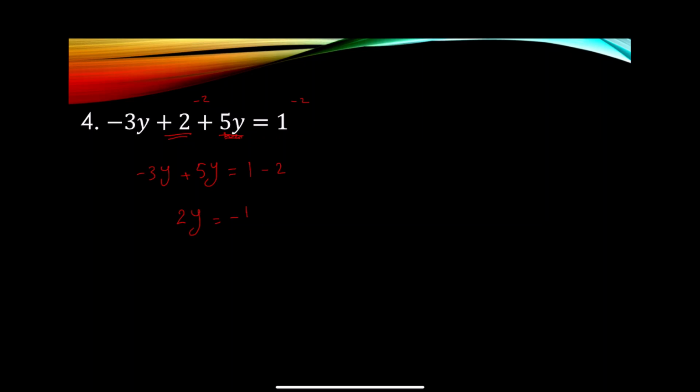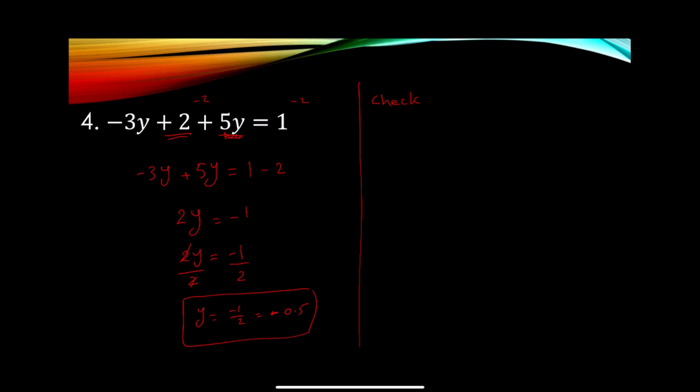Again, we need to divide both sides by 2. So it's 2y equal negative 1, divide by 2 here, and divide by 2 here. Cancel this with this, so y is equal negative 1 over 2, or negative 0.5. Let's check our solution. Negative 3 times bracket plus 2 plus 5 times a bracket, is it equal 1? Plug in here negative 1 over 2 and negative 1 over 2.